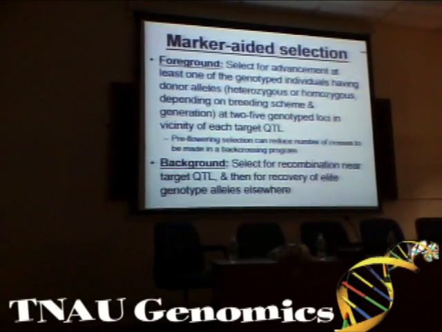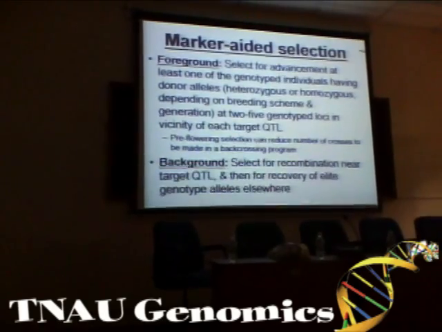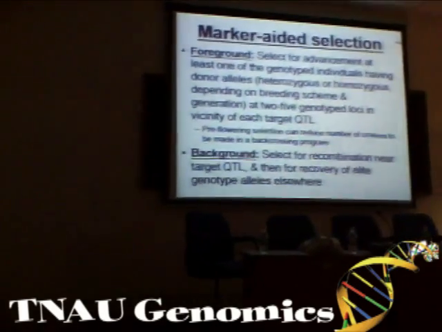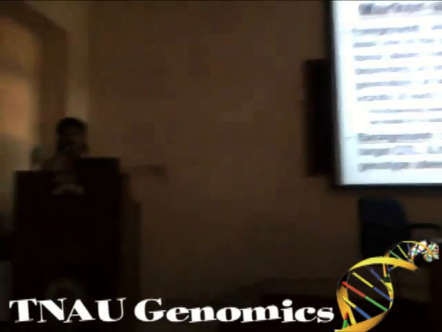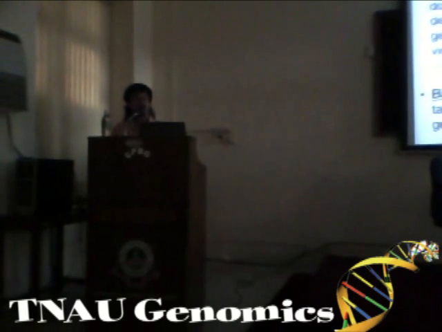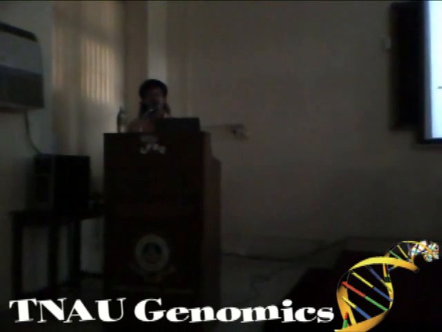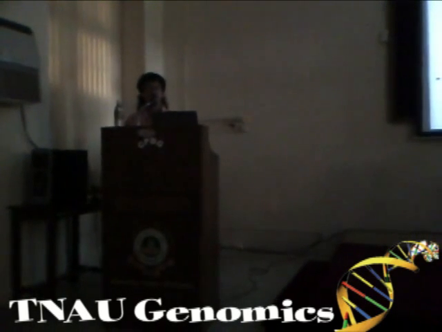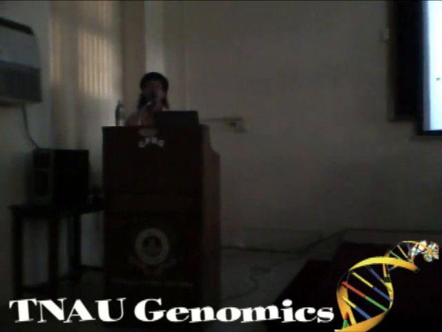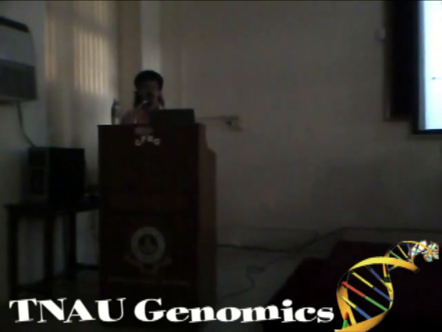And there are many ways of doing this. SSR markers work quite nicely for the foreground selection, but they're pretty expensive to use for background selection. AFLPs, DArT markers, SNP markers, where SNP chips are available, are all possible ways of doing background selection. And if worse comes to worse, you can actually use SSRs.